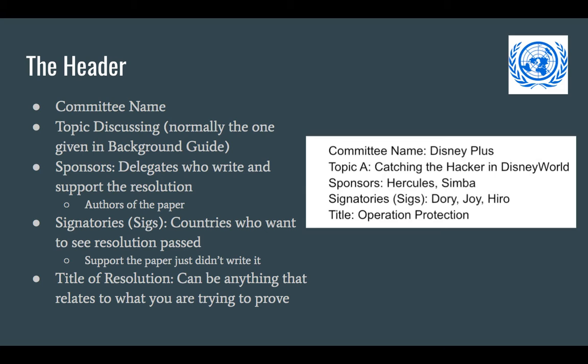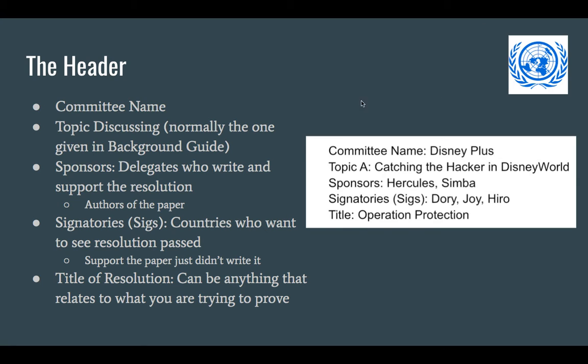Signatories, which are in short sigs, are countries or parties and delegates who want to see the resolution passed. So this could be countries in most situations of a GA. Crisis is sometimes a little different, but they are people who just want to support it and see it pass. They aren't the ones that wrote it, but they're the ones that support it. And finally, you have the title of the resolution at the very end of the header, which can be anything that relates to what you're trying to prove.